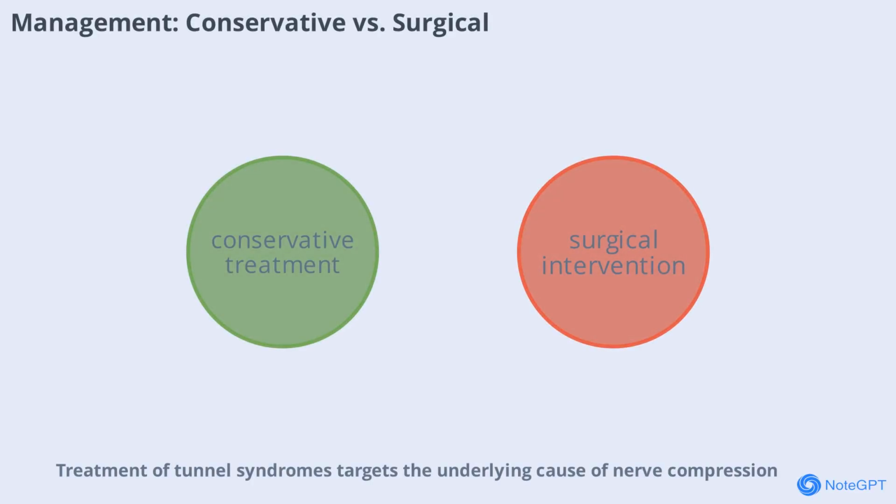Treatment of tunnel syndromes targets the underlying cause of nerve compression. Conservative measures such as rest, physical therapy, orthotics, and anti-inflammatory medications are often the first line of defense. If these fail, surgical intervention may be necessary to decompress the nerve. The choice between conservative and surgical management depends on the severity of symptoms, the underlying cause, and the patient's response to initial treatment. Timely intervention is critical to prevent irreversible nerve damage.